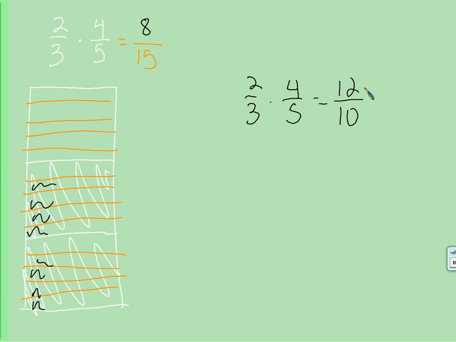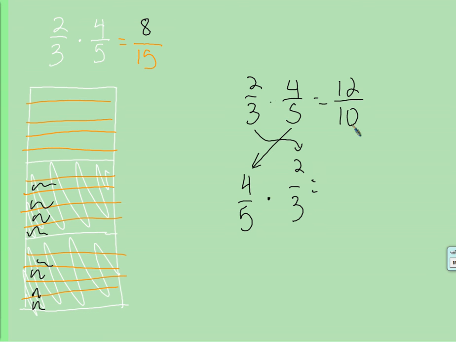So if 2/3 times 4/5 is 12/10, I should be able to take 4/5 over here and move 2/3 over on the right side and do it that way. Follow the same procedure and get the same answer.